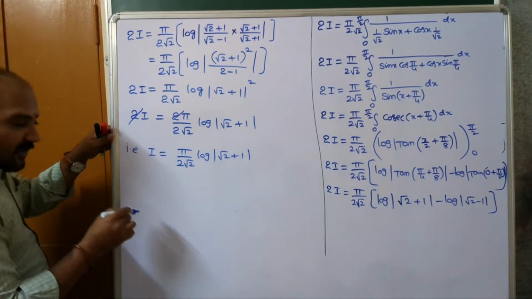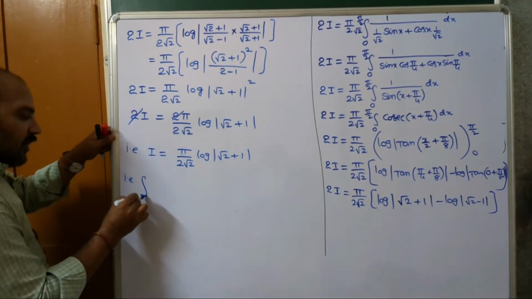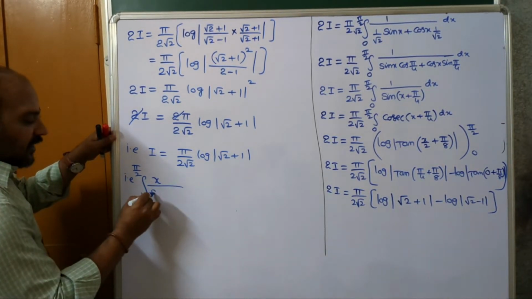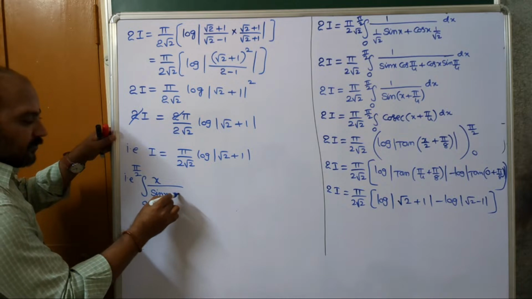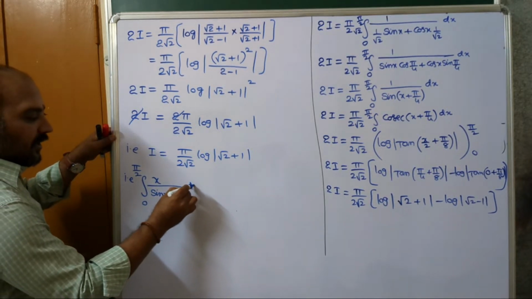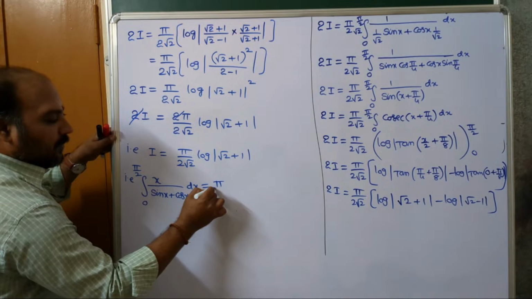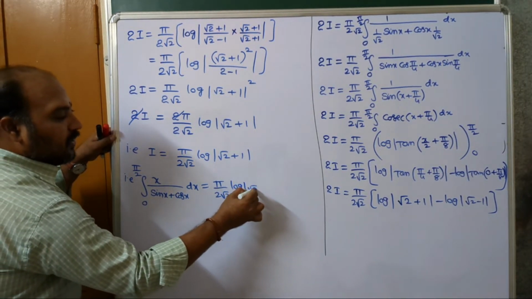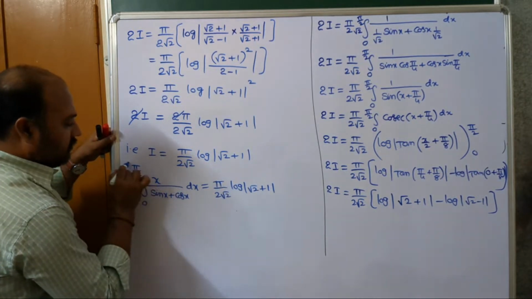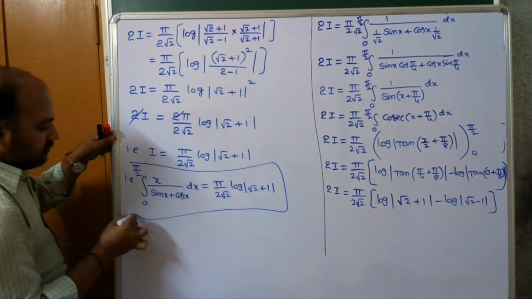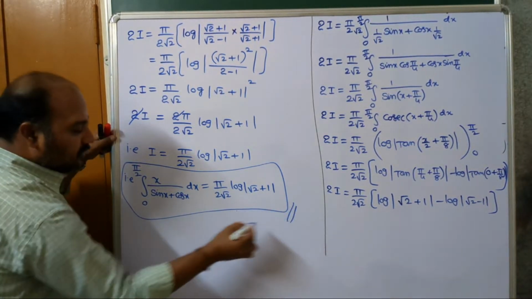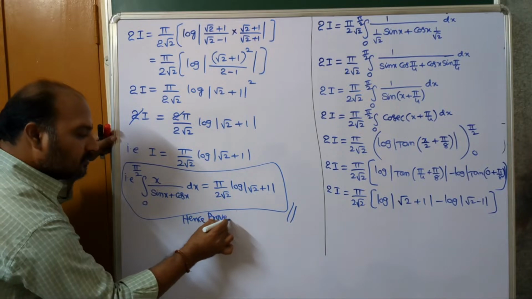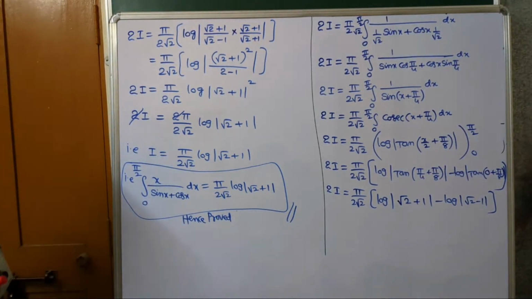So what is I we considered? That is integral 0 to pi by 2 of x by sin x plus cos x dx is equal to pi by 2 root 2 log mod root 2 plus 1. Hence proved, dear students. I hope everyone understands this.